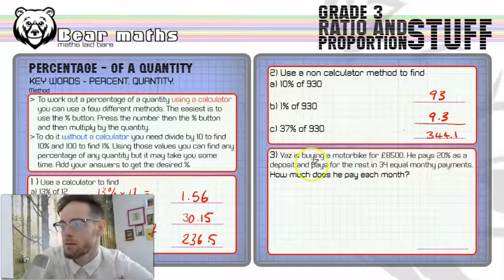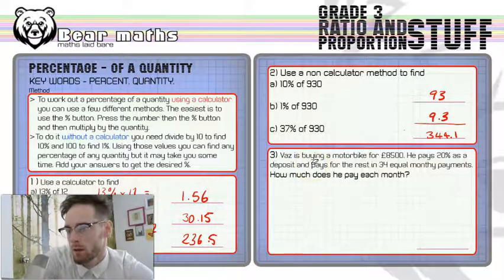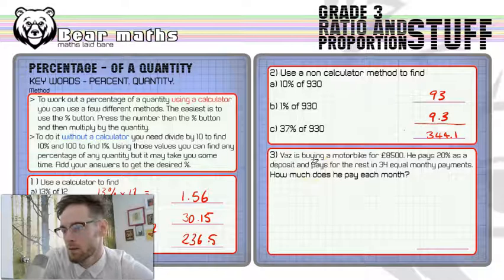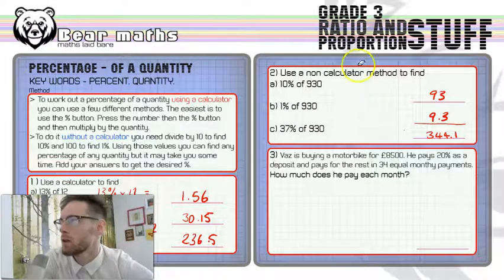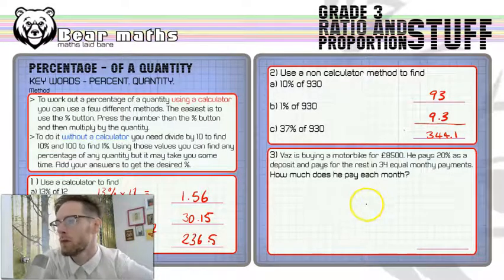So this is Vaz, and Vaz is buying a motorbike for £8,500. He pays 20% as a deposit and pays for the rest in 34 equal monthly payments. How much does he pay each month? So, a contextual problem, something that you might be doing one day.